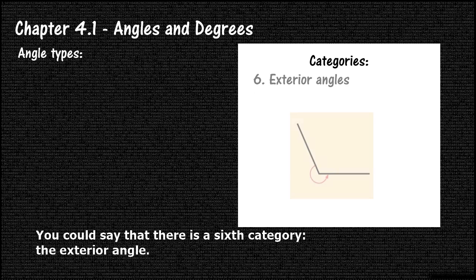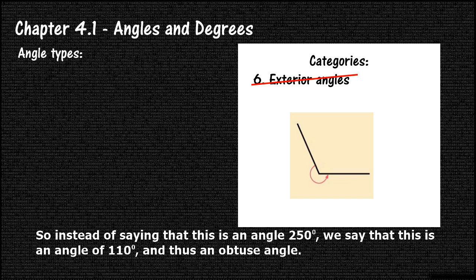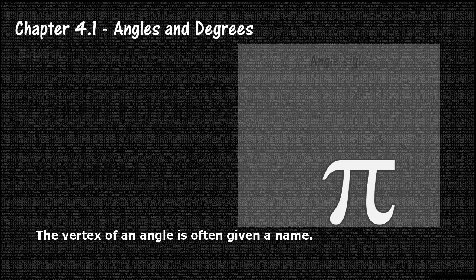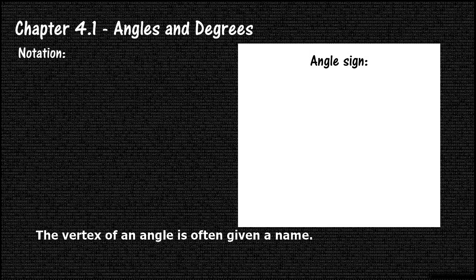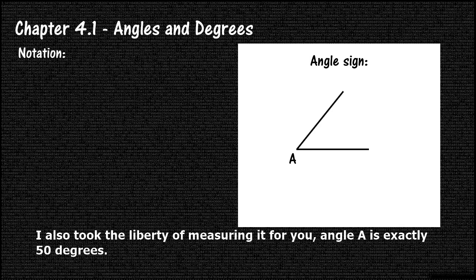You could say that there is a sixth category, the exterior angle, but in math we always look at the smallest angle between the arms. So instead of saying that this is an angle of 250 degrees, we say that this is an angle of 110 degrees, and thus an obtuse angle. The vertex of an angle is often given a name, so this is angle A, which is an acute angle. I also took the liberty of measuring it for you. Angle A is exactly 50 degrees.